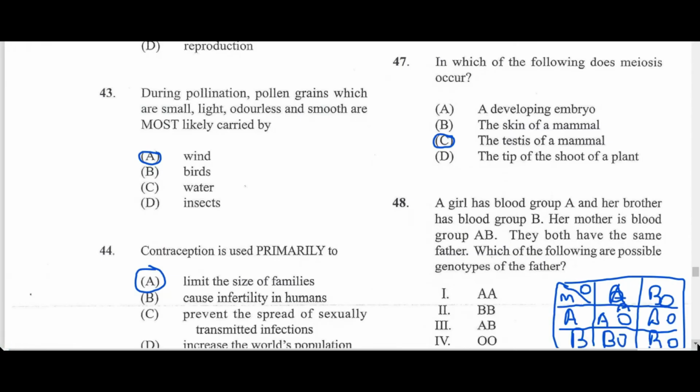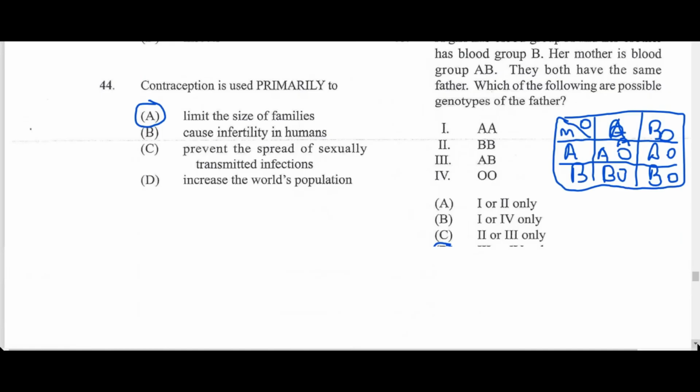44. Contraception is used primarily to limit the size of a family. So taking your birth contraceptive, of course, they will limit the size of your family. They will, of course, reduce or maintain a relatively sustainable population size.